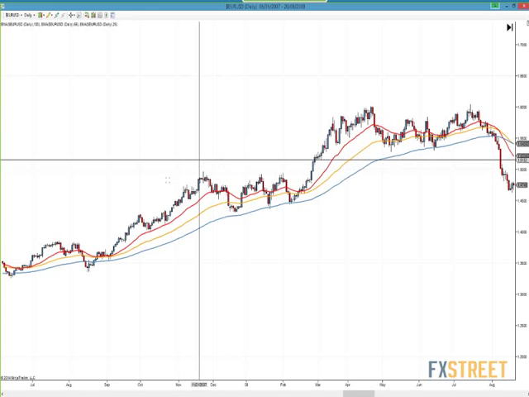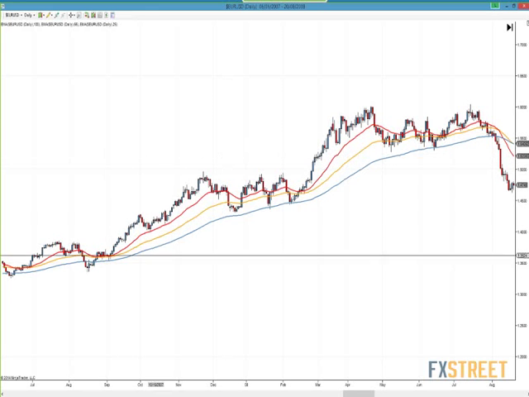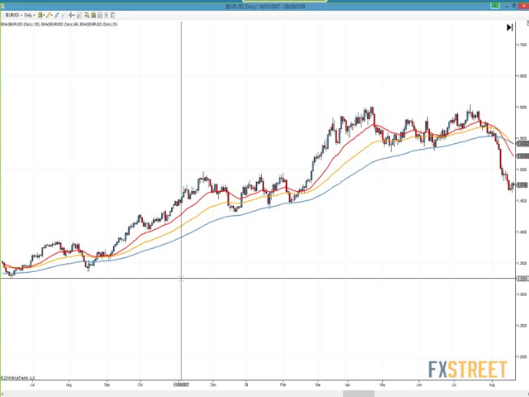How do you avoid a ranging market? Well, you wait for the moving averages to align. You can't avoid every single ranging market. That's impossible to do, unfortunately.